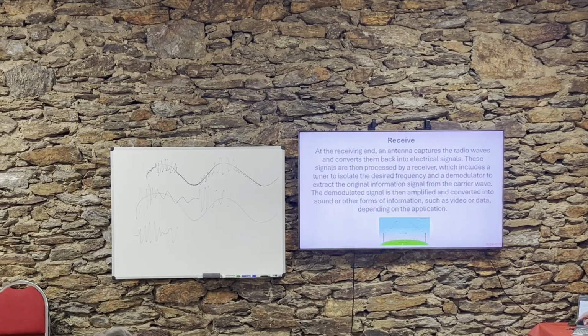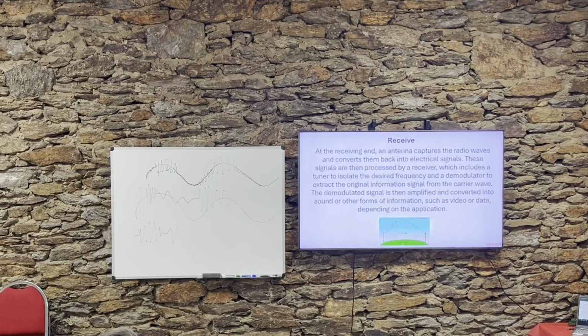Haven't lost anybody yet? All right, the receiver works the same way in reverse. At the receiver end, the antenna captures the radio waves and converts them back into electrical signals. These signals are then processed through a receiver, which includes a tuner to isolate the desired frequency and a demodulator to extract the original information signal from the carrier wave. The demodulated signal is then amplified and converted into sound or other forms of information such as video or data, depending on the application.